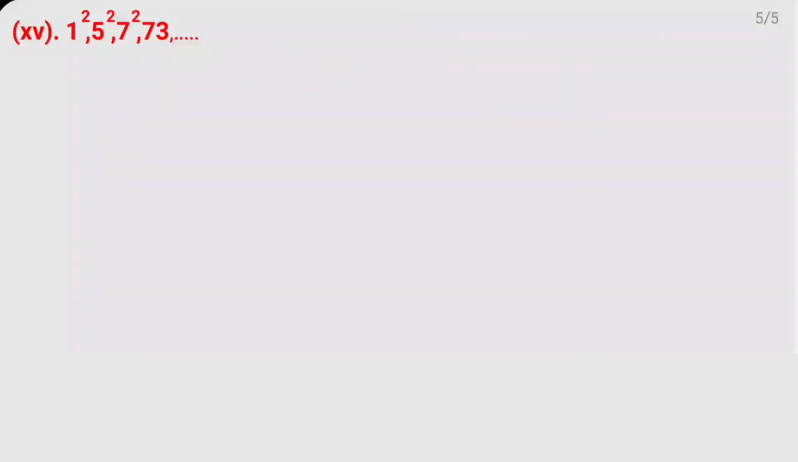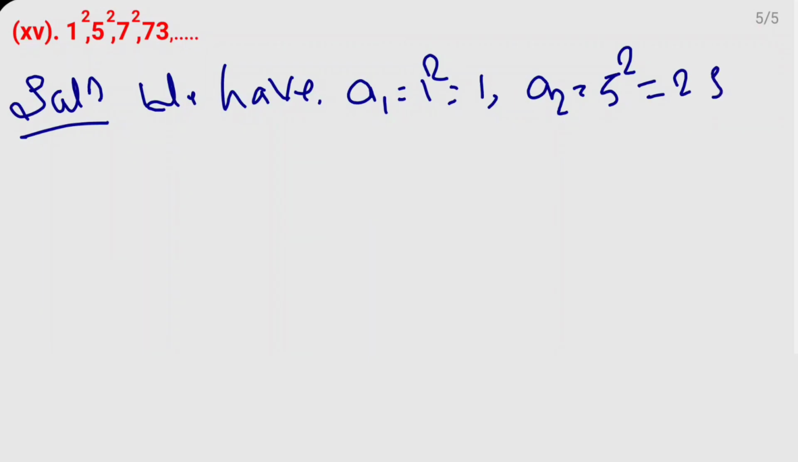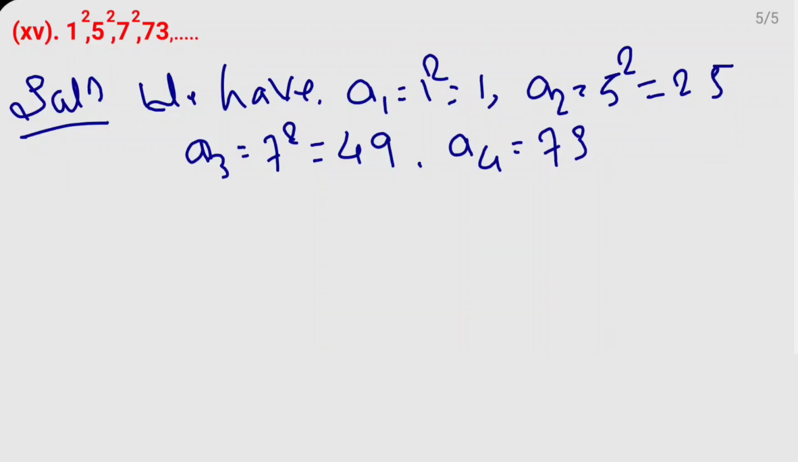1 square comma 5 square comma 7 square comma 73, and so on. So solution, we have A1, first term is 1 square, 1 square is 1, and A2 is 5 square, so 5 square is 25. So next A3 is 7 square, 7 square is 49, and A4 is 73. So now D is A2 minus A1.